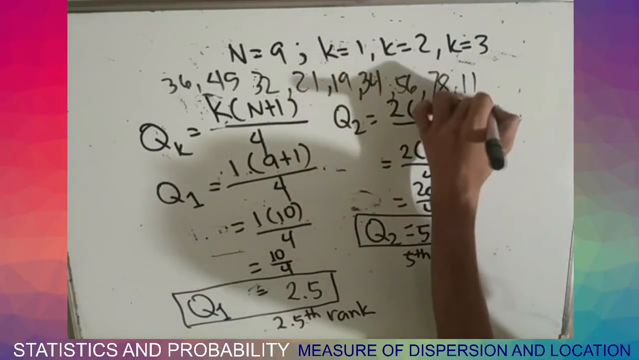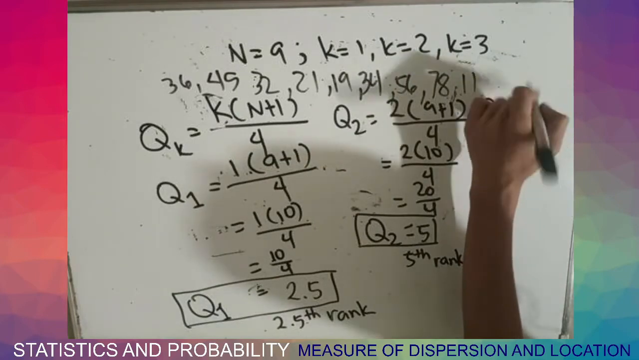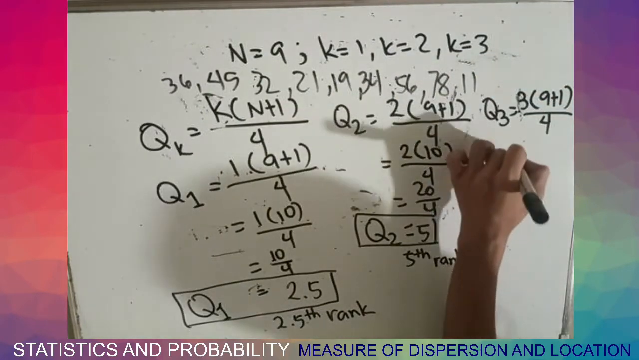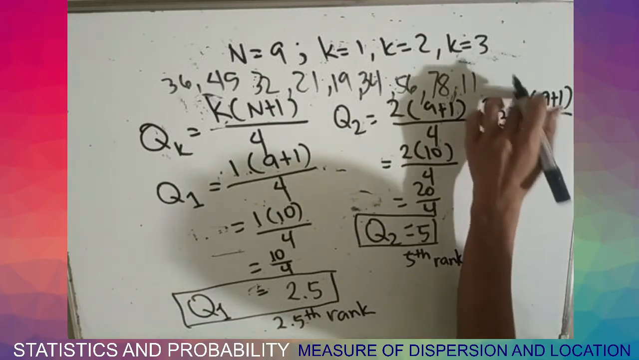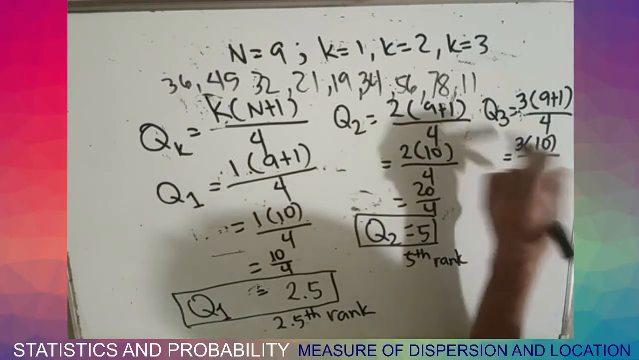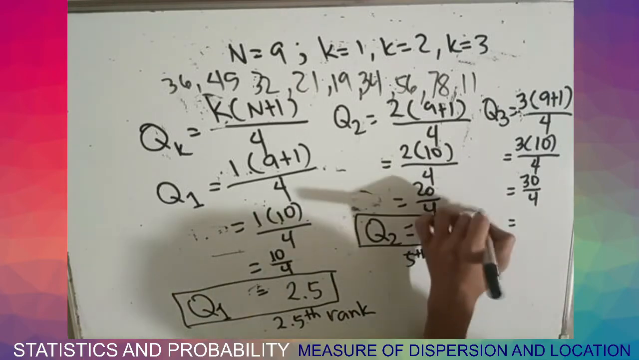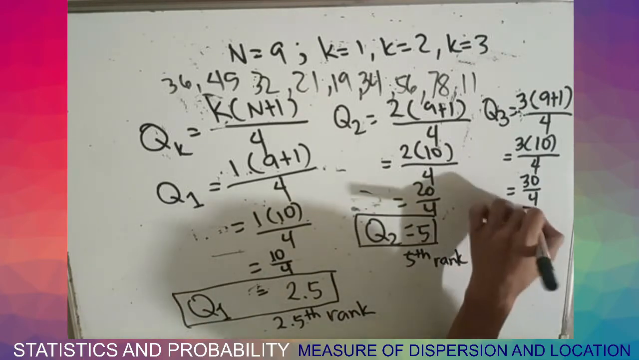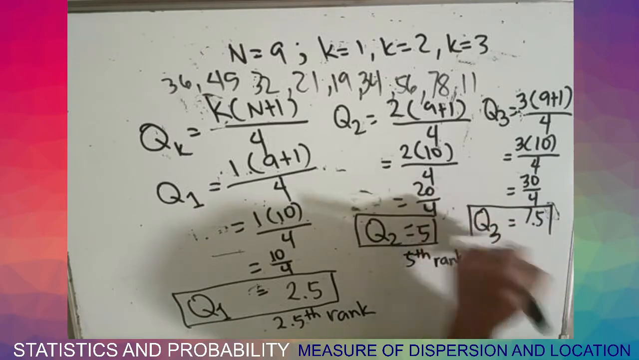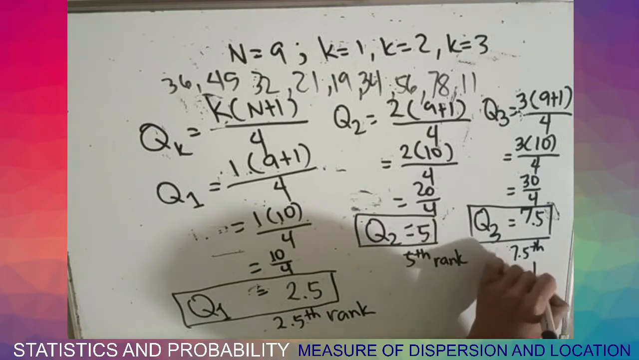Next, Q sub 3. So, Q sub 3, 3 naman siya, magbabago. So, 3 times 9 plus 1 divided by 4. So, 3 times 10 divided by 4. So, 3 times 10, 30. Divided by 4, ang sagot ay, okay, 7.5. So, 7.5 rank.